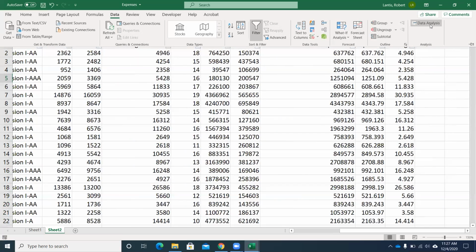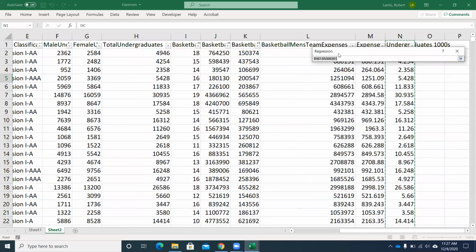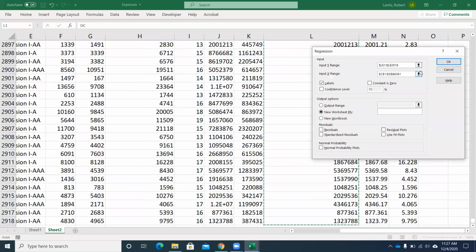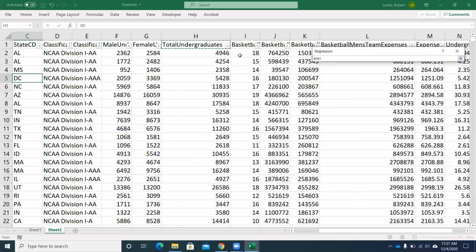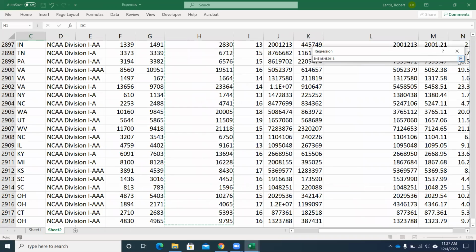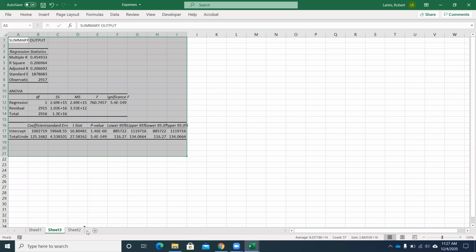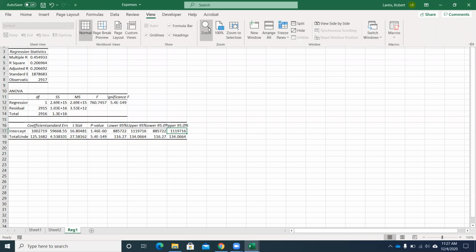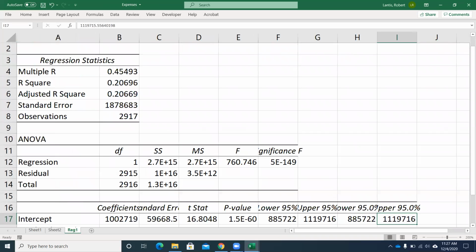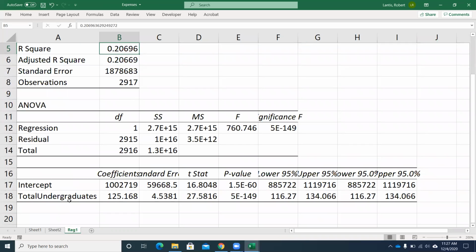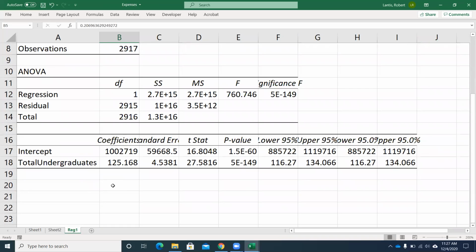So I could go to data analysis, hit OK. My Y variable here, the thing that I want to predict, is what the team's expenses are. The X variable I think is maybe driving part of that is the total number of undergraduates at those universities. I selected the labels. I'll put this on a new worksheet, and I'll just call it red one. Okay. So let's zoom in here. We're explaining about 20% of the variation in basketball expenses by just including this total undergraduates.